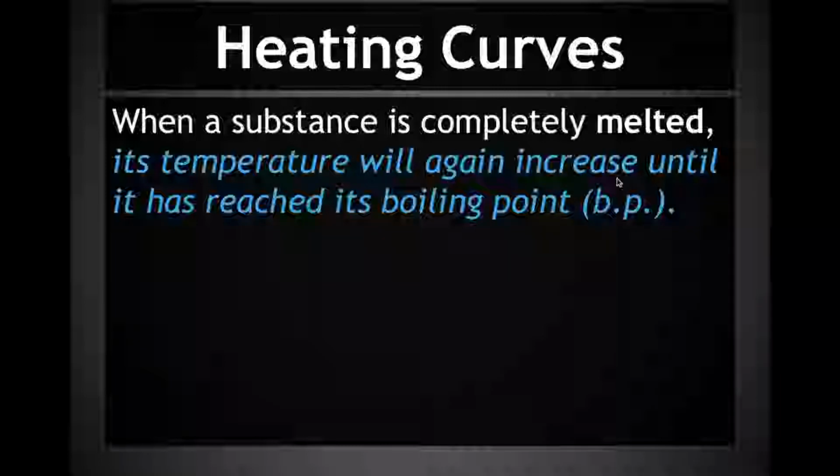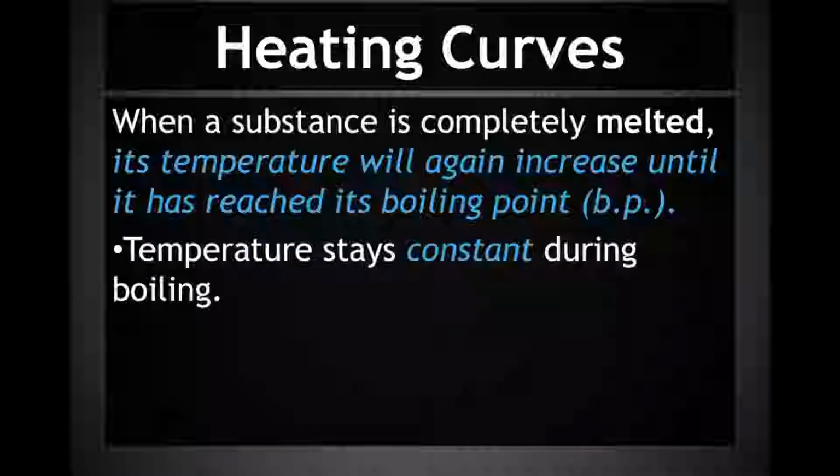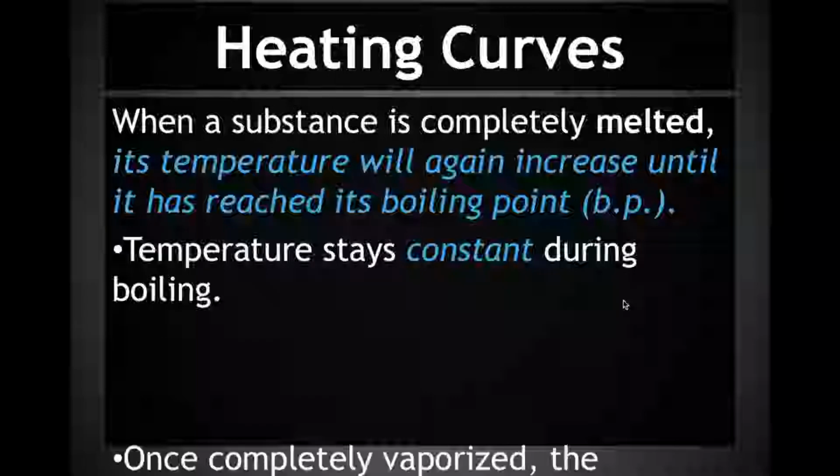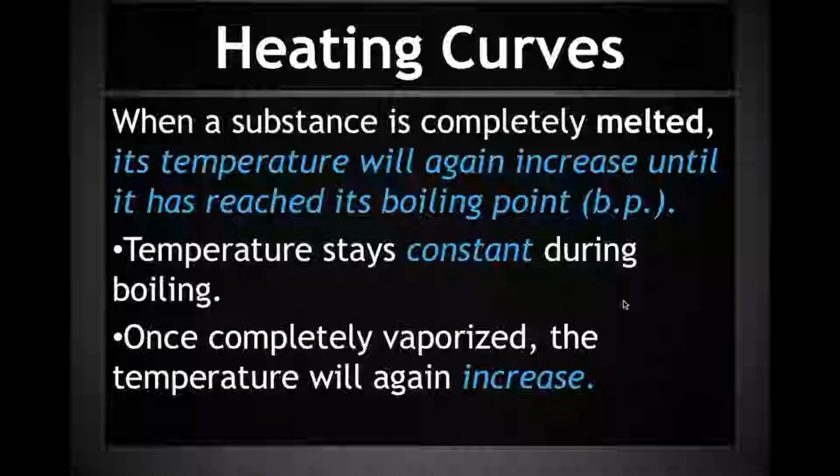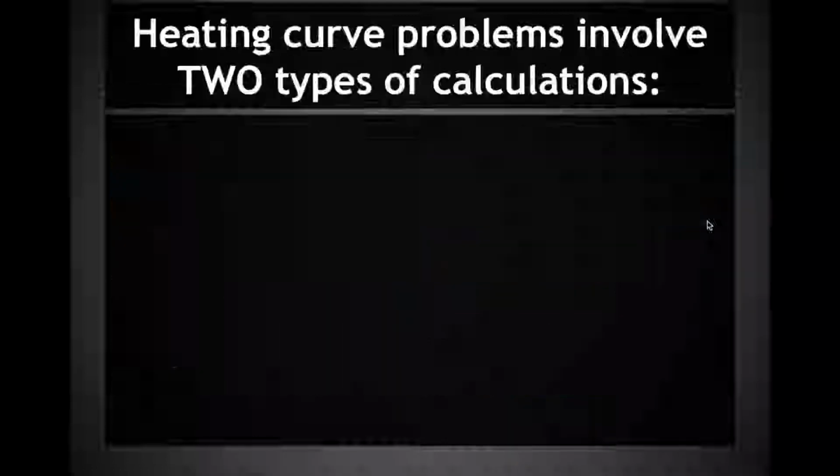So when a substance is completely melted, you can also keep heating it up and it will boil. We can see this in water as well. Once you melt ice, if you keep heating it, it will get hotter until it starts to boil, and that's the boiling point, and that temperature also stays constant during that boiling period until it becomes a vapor. And then once it becomes a vapor, it will start to increase again.